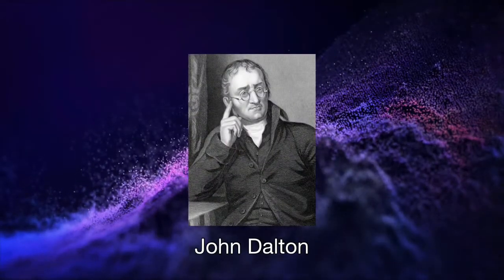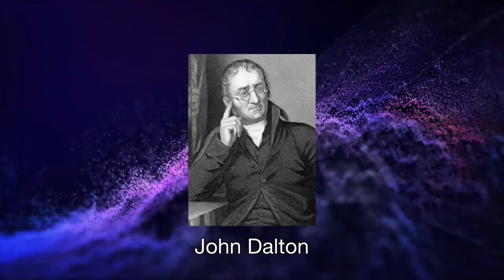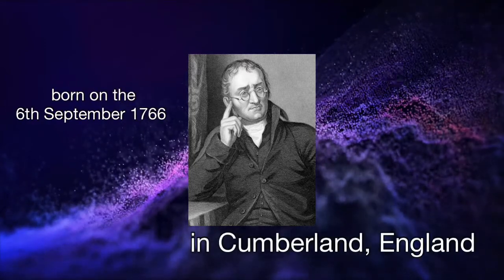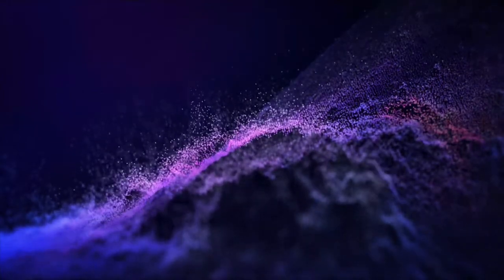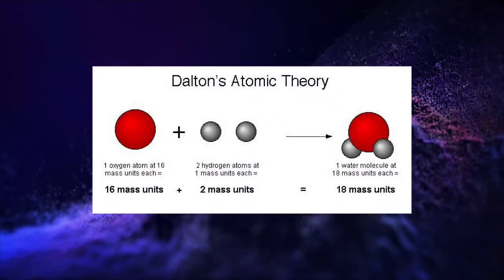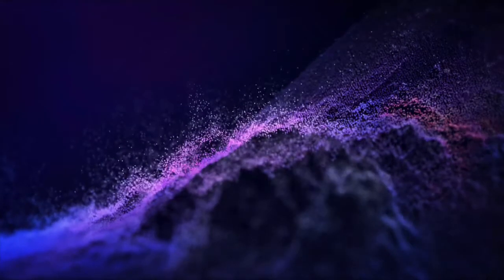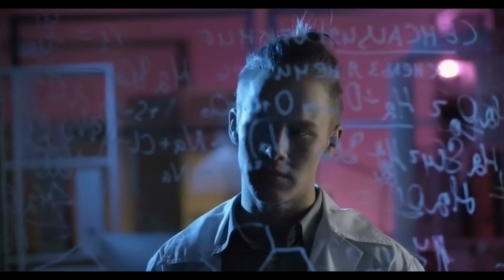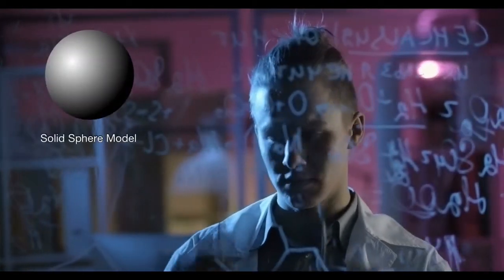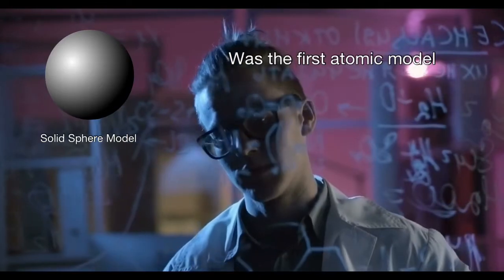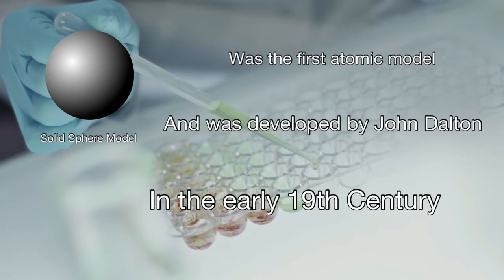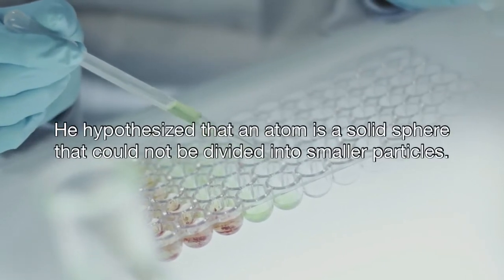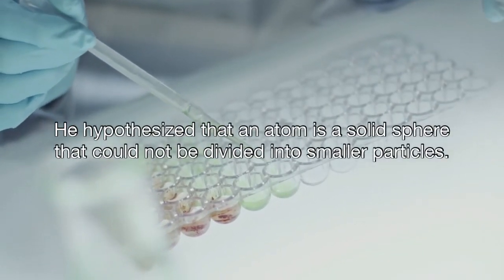John Dalton was an English physicist and chemist born on the 6th of September 1766 in Cumberland, England. He is best known for introducing the atomic theory into chemistry. John Dalton formulated the first modern description of the atom as the fundamental building block of chemical structures. The solid sphere model was the first atomic model and was developed by Dalton in the early 19th century. He hypothesized that an atom is a solid sphere that could not be divided into smaller particles.